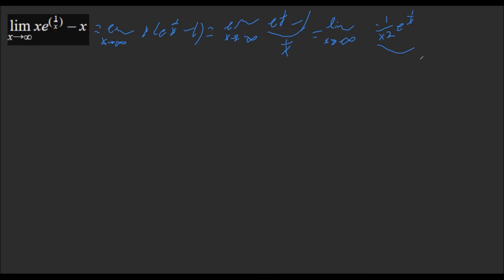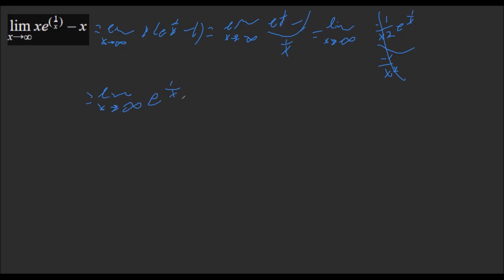Now we have to find the derivative of the denominator, which is 1 over x. The derivative is negative 1 over x squared. And so you may notice a similar term in both the numerator and the denominator, that term being negative 1 over x squared. So we can cross this out. We can say that the limit that we currently have is equal to the limit as x approaches infinity of e to the power of 1 over x.